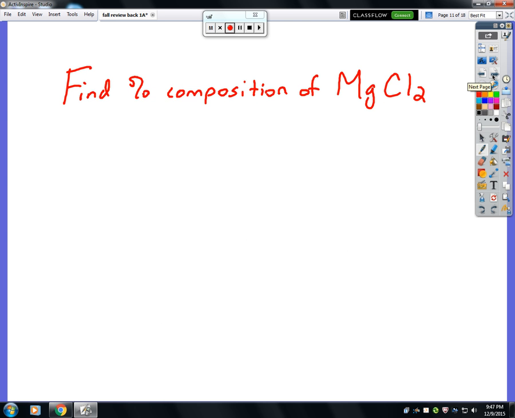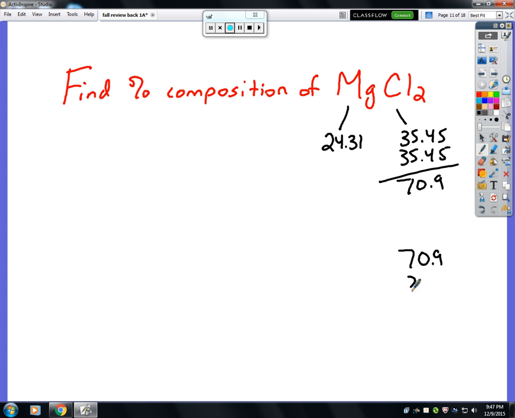Now let's do MgCl2. Mg has a mass of 24.31. I have two chlorines with 35.45 each. That equals 70.9. If I add up 70.9 and 24.31, I get a total mass of 95.21.